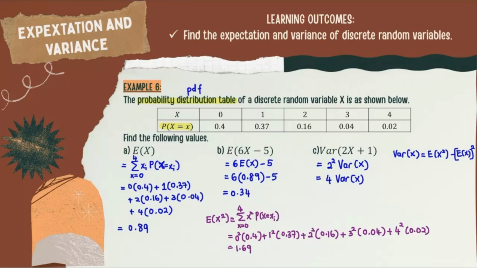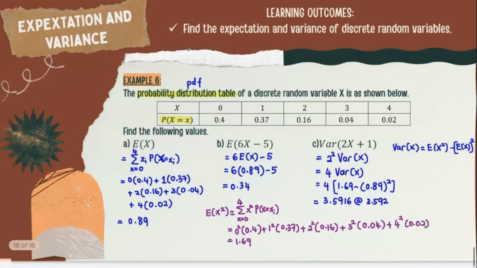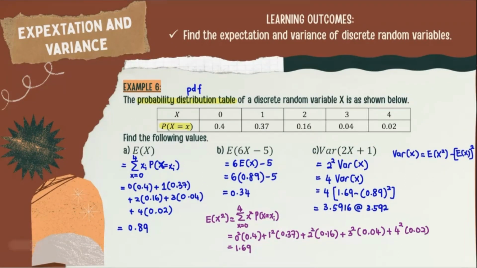Okay, so this is my value of expectation squared, E of X squared. So kita masukkan ke dalam this formula, it will be 4. So variance tadi adalah E of X squared minus dengan E of X yang di squared kan. And I will get 3.592. Dia 5916 sebenarnya. Ataupun kalau nak letak dia sebagai 3.592 pun betul. So this is how we find variance and how we find expectation for discrete random variables.